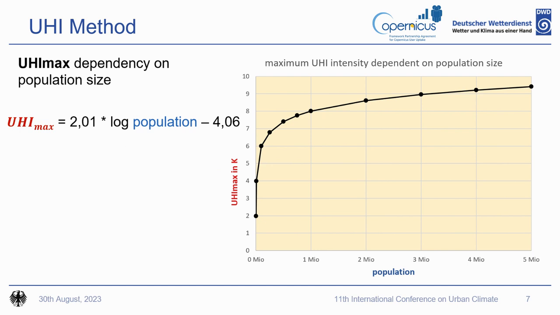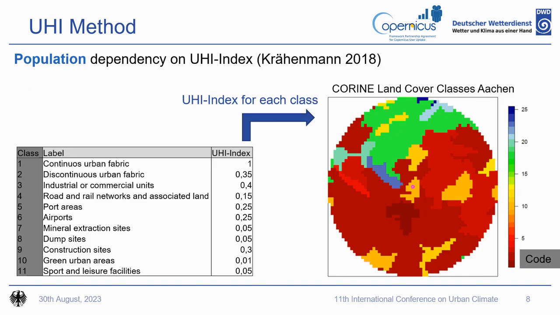First off, we need the UHI max, for which we use this formula. One thing is missing, which is the population, and what we want here is the population that represents the building intensity, not the actual population value. So the next point is that we want to calculate the population value, and this is where the CORINE land cover comes in.